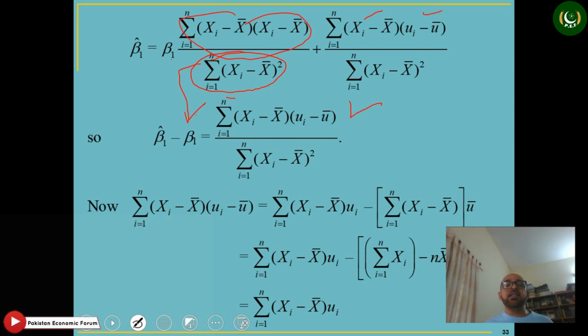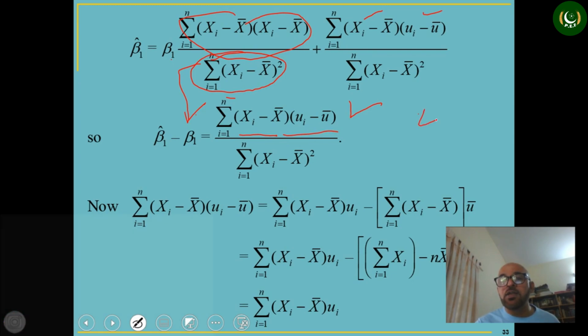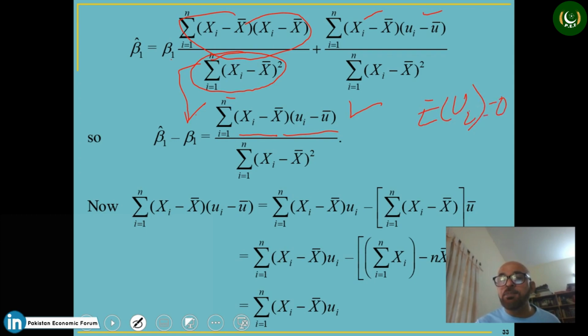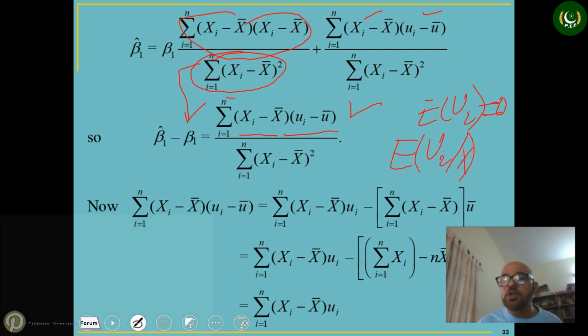We are assuming that x are random variables. If x are random, then you cannot take x outside the expectation and just apply expectation on ui and say the expected value of ui is 0. Expected value of ui equal to 0 would mean x is fixed. What we have assumed is that the expected value of ui given x equal to 0.